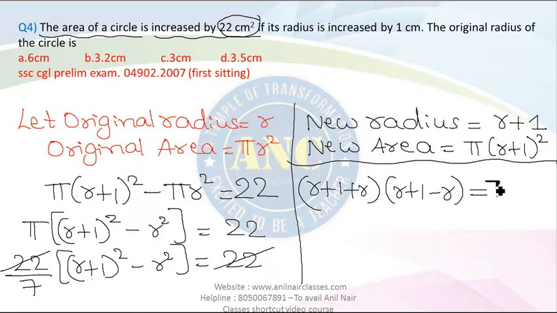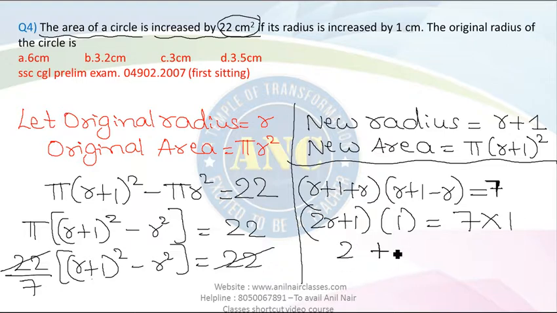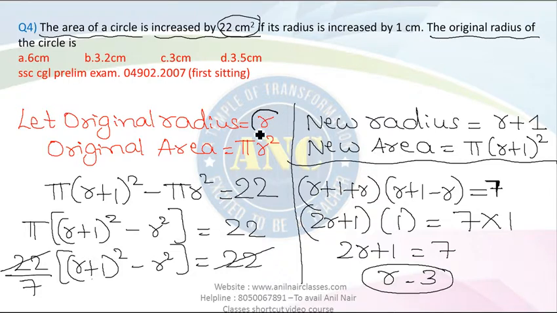Now can I say that, okay, let me further simplify. It is 2r plus 1 into 1 is equal to 7. That means this 7 can also be written as 7 into 1. That means 2r plus 1 is equal to 7. R will be equal to 3. And that is what they are asking you in the question. Find the original radius. Original radius I named it as r. And I got the value of r itself here also. That means answer for this question is option C, which is nothing but 3 centimeter.